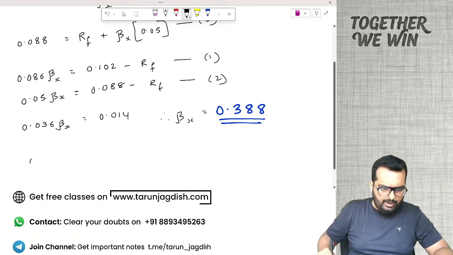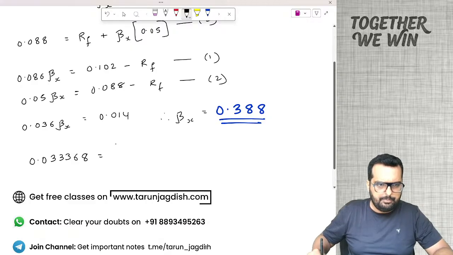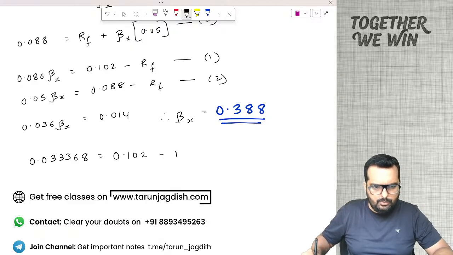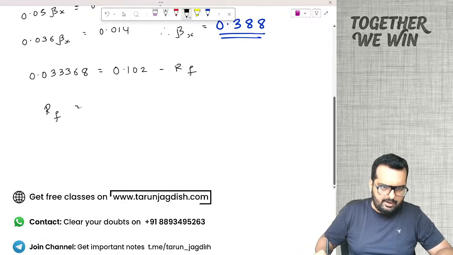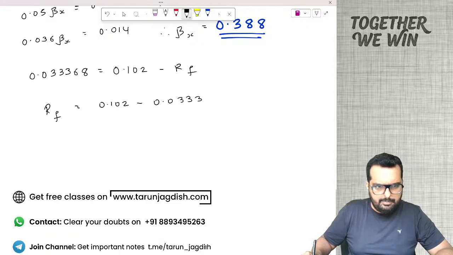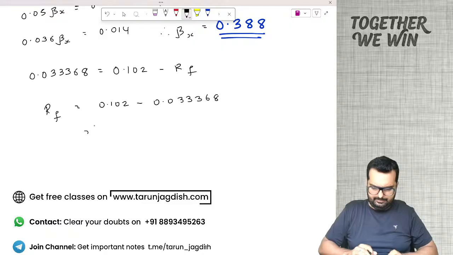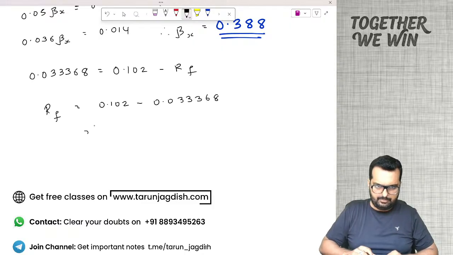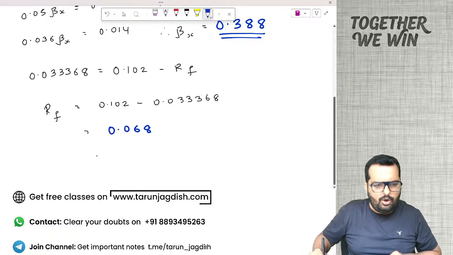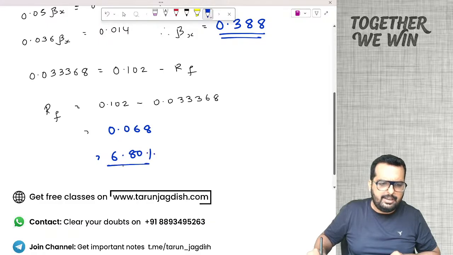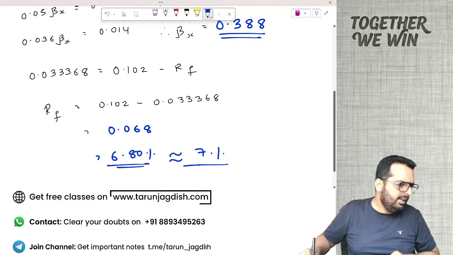That will give me 0.03368 is equal to 0.102 minus RF, or in other words, RF is equal to 0.102 minus 0.03368. 0.068 is what I will get over here, or I get the answer as 6.8%, approximately 7%.